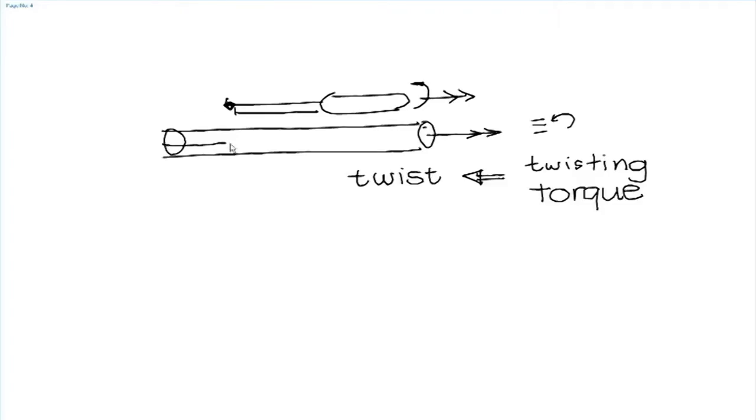So this is torsion. In torsion, there is a relative deformation. If you draw an imaginary straight line on this member and then deform it, you will see that this straight line deforms in the form of a helix. That particular deformation is called torsion.